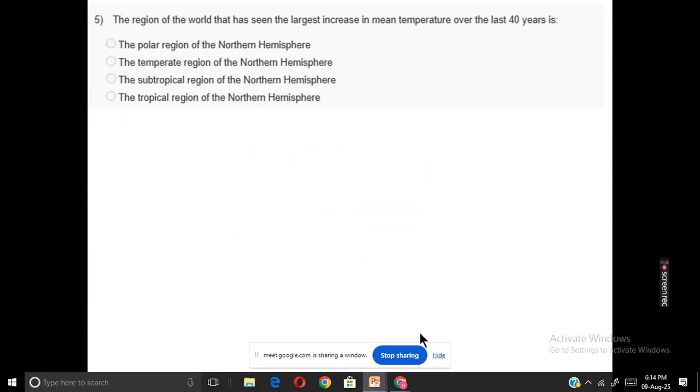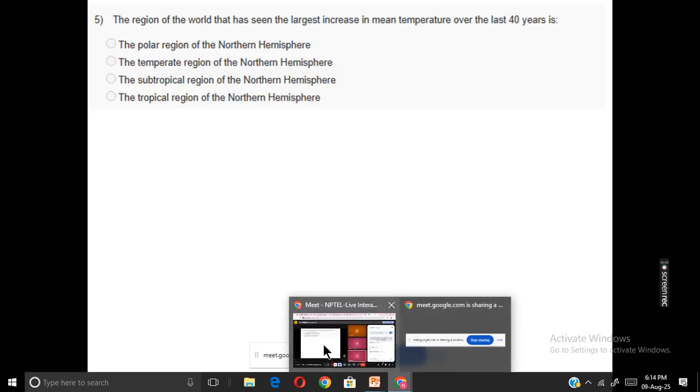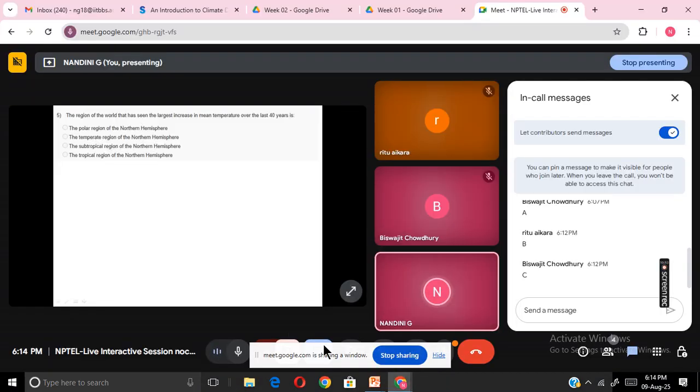The region of the world that has seen the largest increase in mean temperature over the last 40 years. So we have been discussing globally how much temperature has increased. Do you remember what that value was? When we look at the global mean temperature, how much increase are we seeing in the last 200 years, 1850 to 2000, globally? Do you remember the value, like that graph?